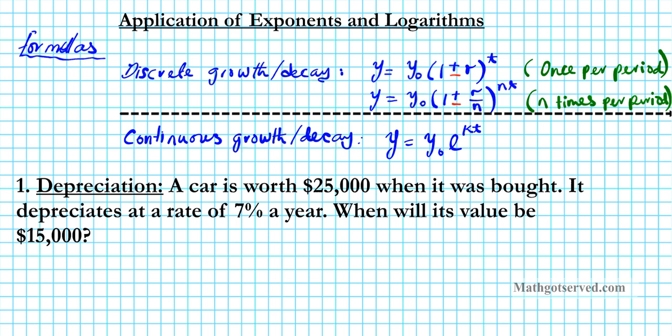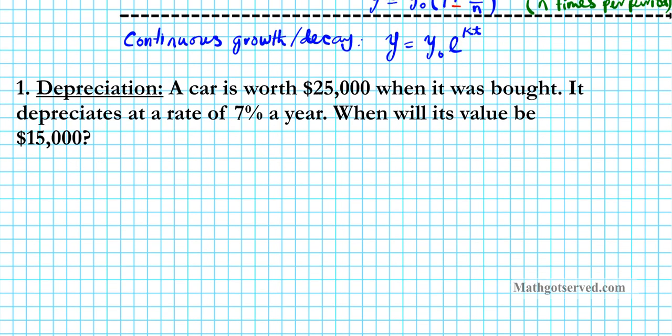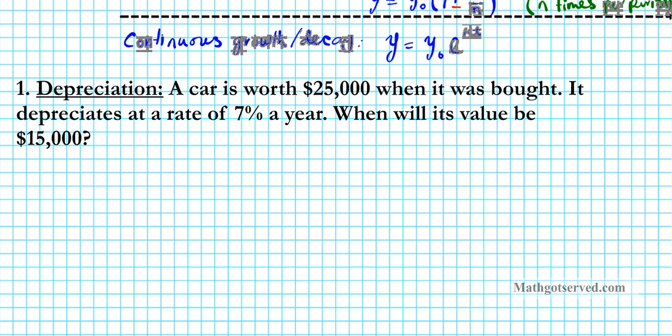Now let's take a look at question number 1. It's a depreciation problem. The car is worth $25,000 when it was bought. It depreciates at a rate of 7% per year. When will its value be $15,000? We can clearly see that the growth rate here is going to be negative. So the formula we're going to be using is y equals y sub 0 times 1 minus, because it's a decay problem, the growth rate in decimal form, raised to the t power.